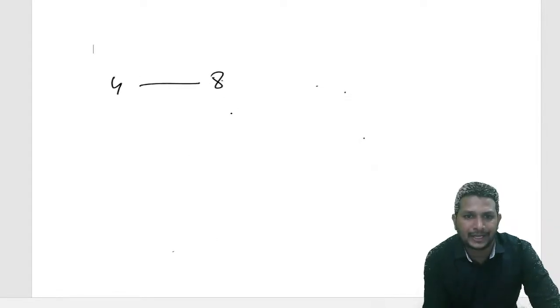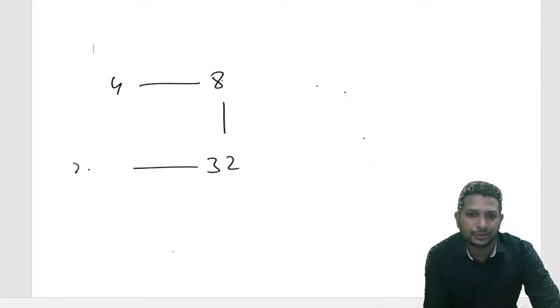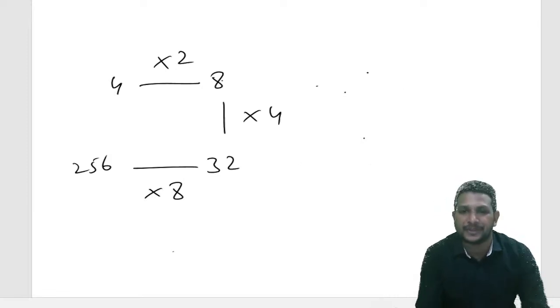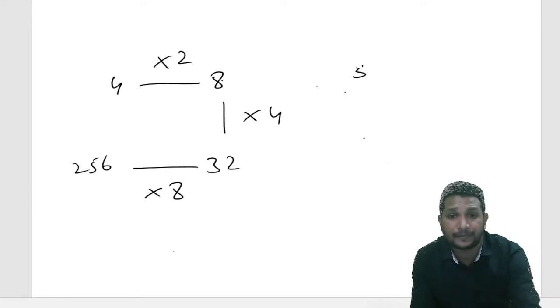So 4 to 8, 8 to 32, 32 to 256. It's multiplied by 2, multiplied by 4, multiplied by 8. 2 power 1, 2 power 2, 2 power 3. Apply the same logic for this.